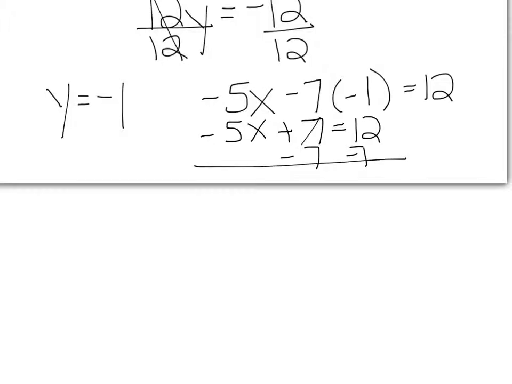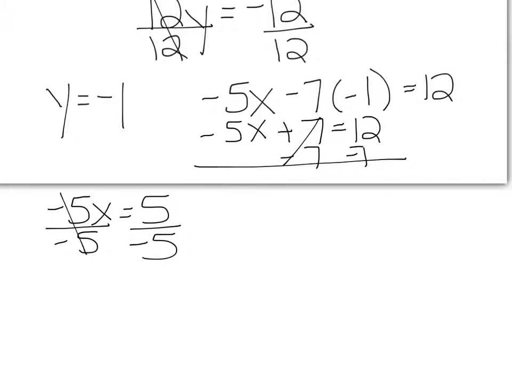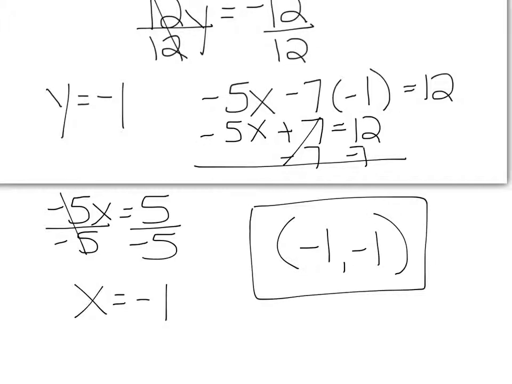Subtract 7 from both sides. You get negative 5x is equal to 5. Divide both sides by negative 5, and you get x is negative 1. So your ordered pair is negative 1, negative 1.